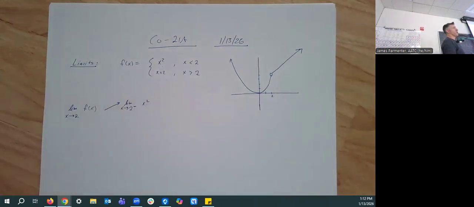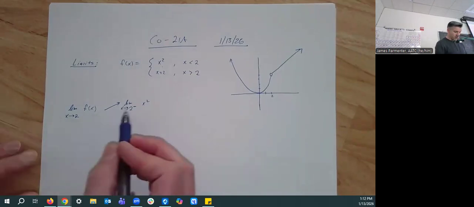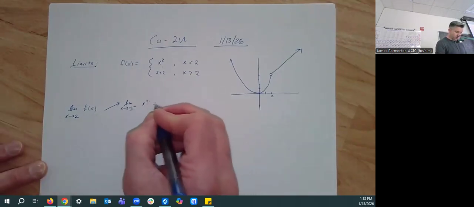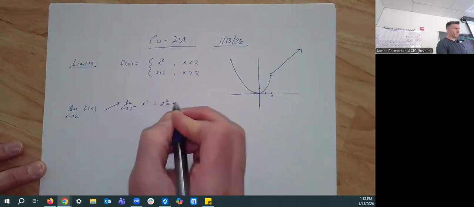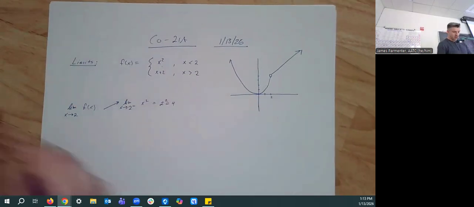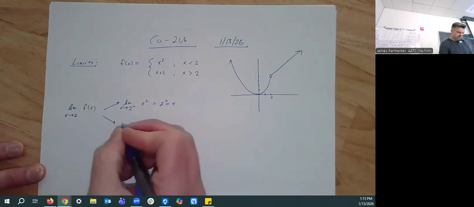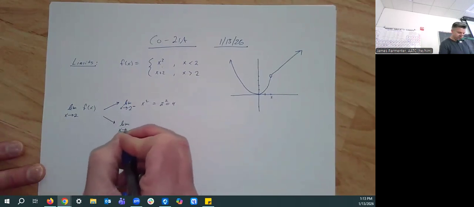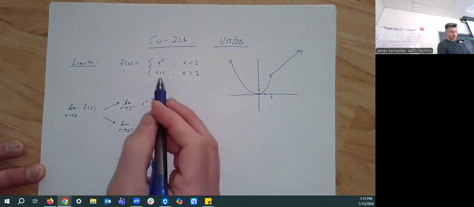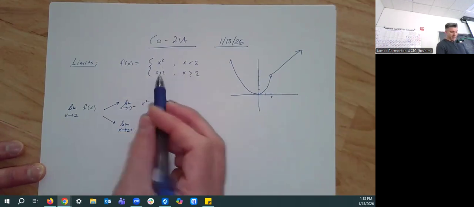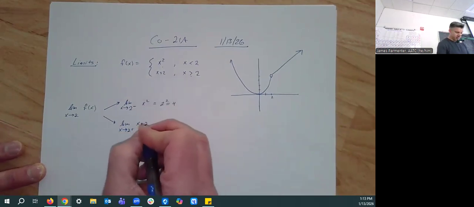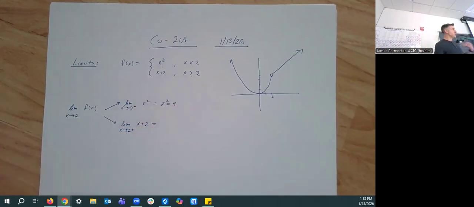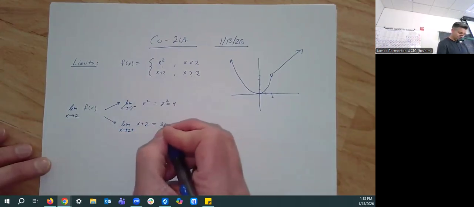Typically, when you're trying to evaluate a limit, the easiest way to first go about doing so is just to plug in whatever value x is approaching. So we're going to substitute in x equals 2. We get 2 squared, which is 4. On the right-hand side, the limit as x approaches 2 from the right of our function, the function is x plus 2. Again, if we substitute in 2 for x, we get 2 plus 2, which is 4.